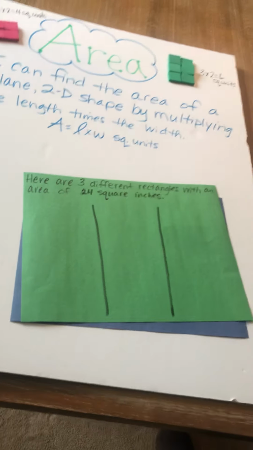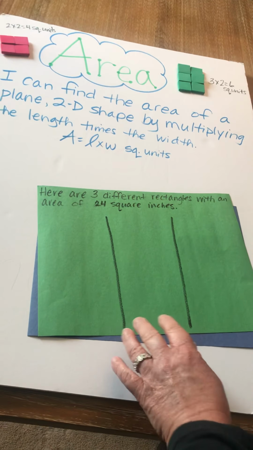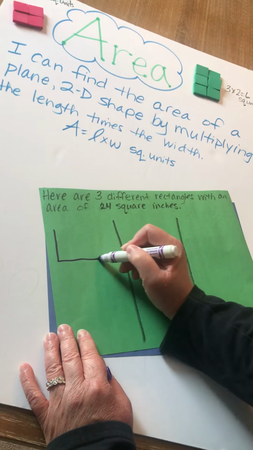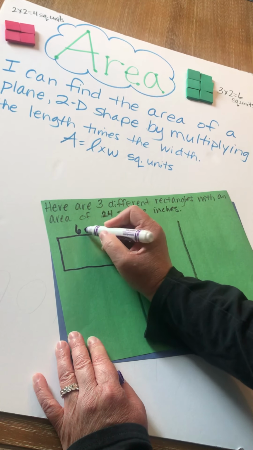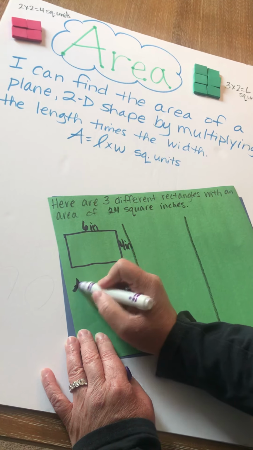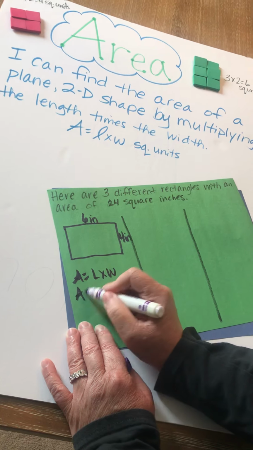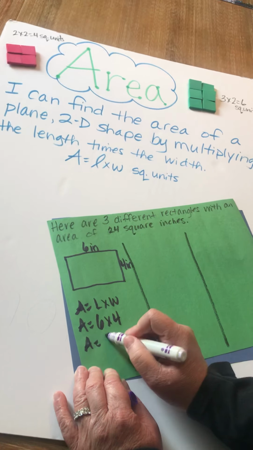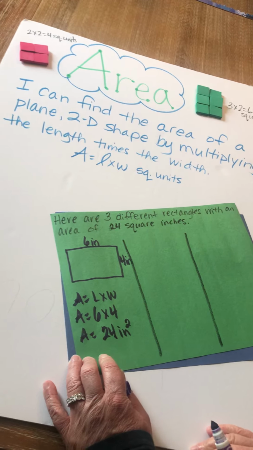I'm going to draw 3 different rectangles. All of them have an area of 24 square inches. So I could do something that looks like this. And I could label this side 6 inches and this side 4 inches. Use my formula: area equals length times width. Area equals 6 times 4. 6 times 4 is 24 inches squared, square inches.